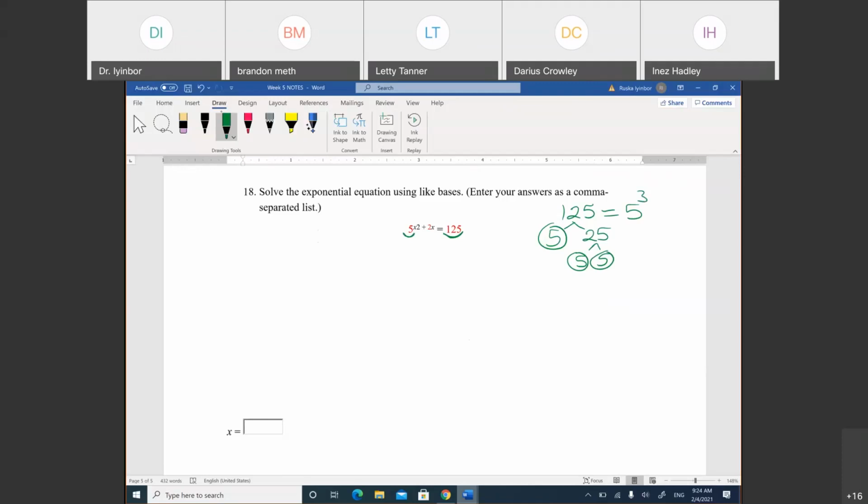So I'm going to write 5 with exponent x squared plus 2x equals 5 with exponent 3. Right? We changed 125 to 5 cubed. Then we have everything ready. 5 with exponent, 5 with exponent. You can just cross out the 5s. And you're going to solve x squared plus 2x equals 3. That's what you need to solve.